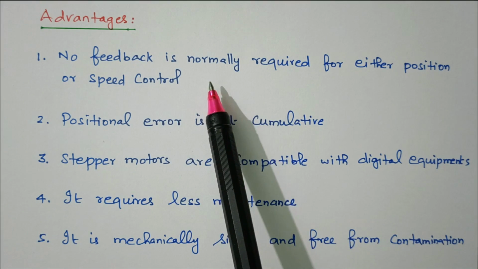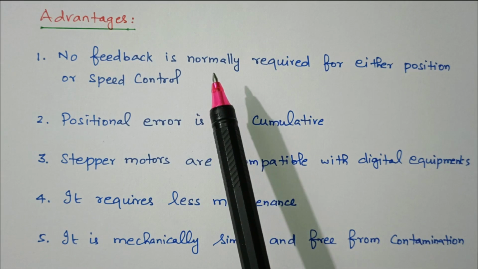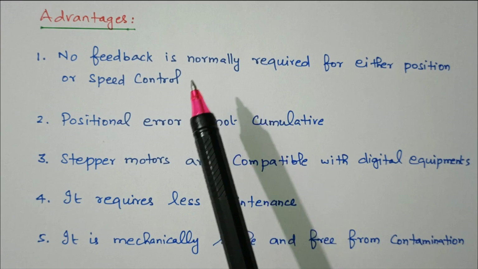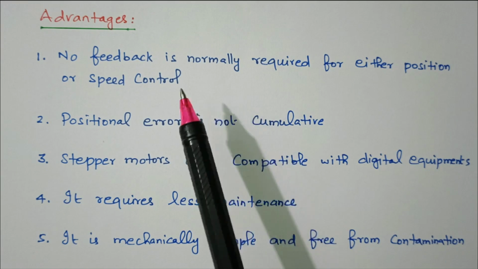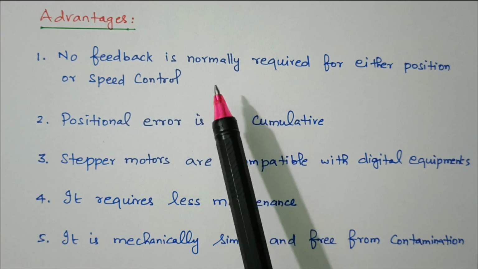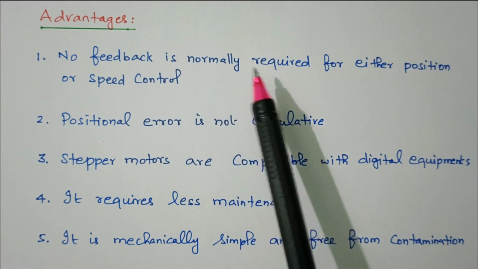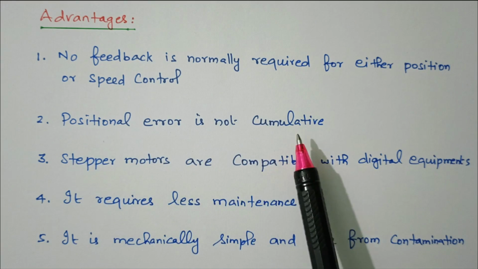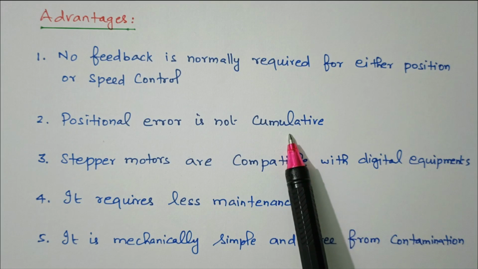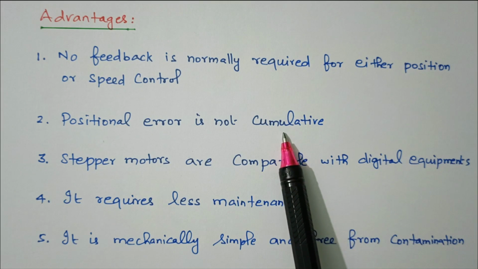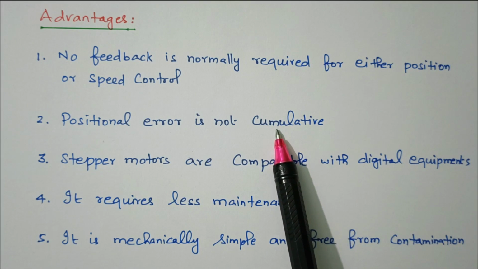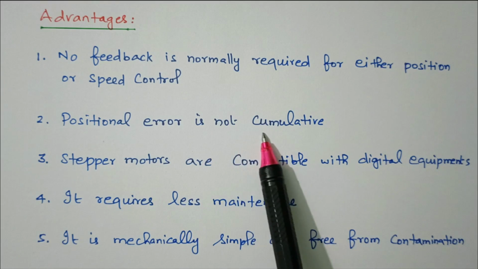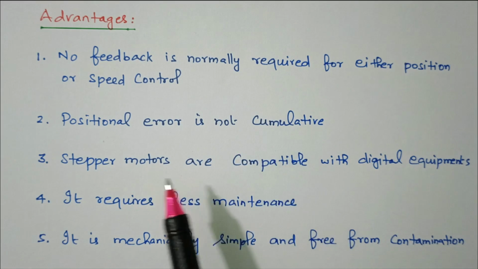For example, in a printer, after every line there is a particular rotation of the paper, 15 degrees, 16 degrees, like that. So feedback is not required. Automatically it will go to the next position. Positional error is not cumulative. If there is an error in one position, that will not carry to the next one. It will automatically move to another position. So it's not cumulative, which means it's not added.